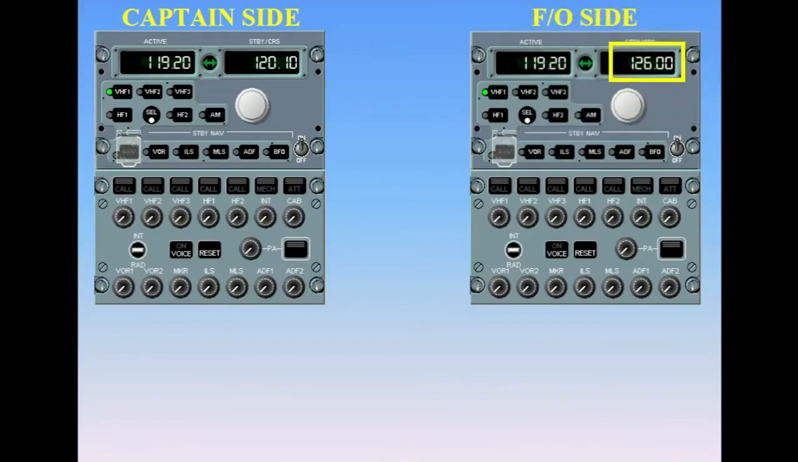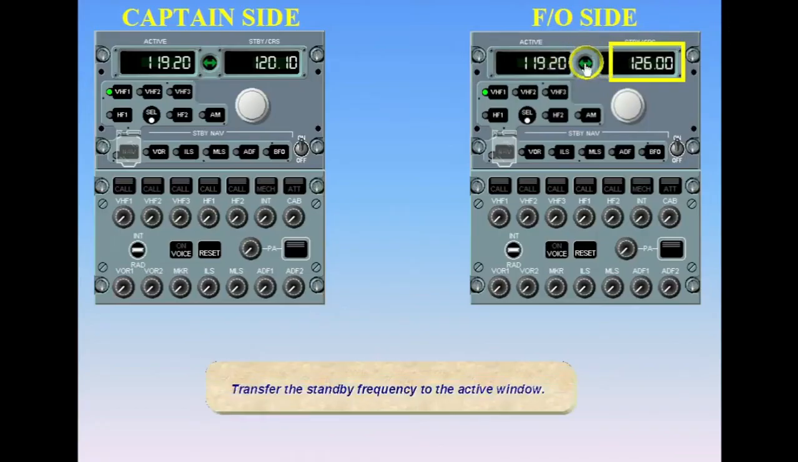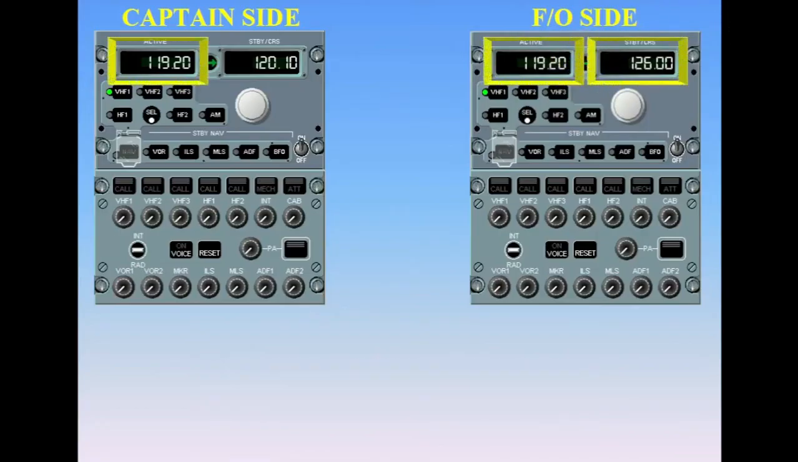Transfer the standby frequency to the active window. Observe that the active frequency changed on both RMPs. However, the standby frequency on RMP1 is unchanged. But the previous active frequency is displayed in the standby window of RMP2. This enables either pilot to change the active frequency on any radio and not change the standby frequency of the other pilot.